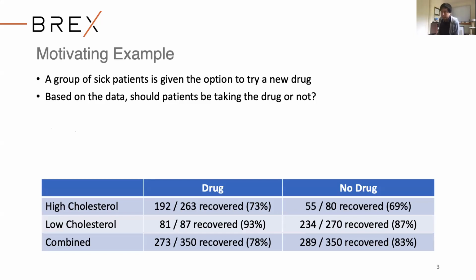Suppose you have a group of sick patients and they're given the option to try a new drug. And here's a bunch of data that we've collected, right? So we collected data on the participants, we collected data on whether they took the drug or not. And then also checked their cholesterol levels, because we know that cholesterol is associated with outcomes in this case. And finally, we collected data on whether the patients recovered or not. So the question here is, based on this data, should the patients be taking the drug or not if they're sick?